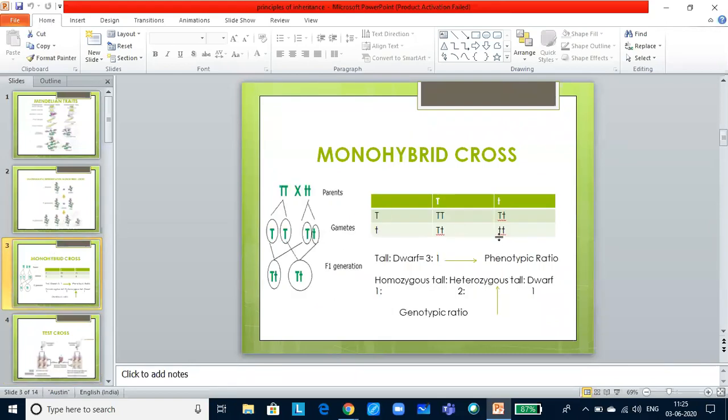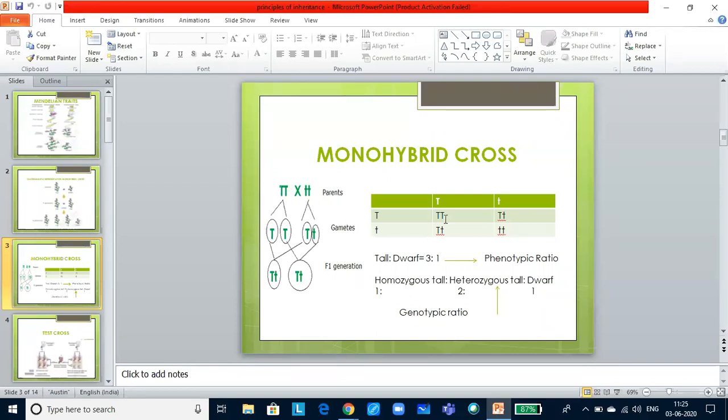Now the external morphology, what you see of a plant, that is what is known as the phenotype, and the ratio obtained based on the phenotype is called the phenotypic ratio. So here you see the tall is to dwarf. So you are getting 3 tall plants to 1 dwarf plant, and this is a phenotypic ratio.